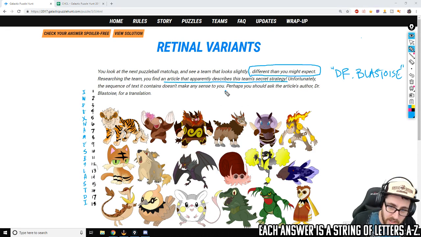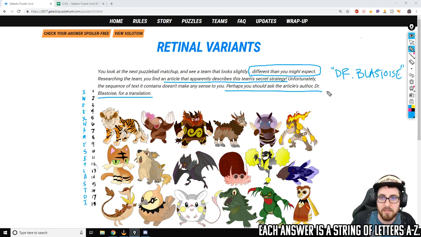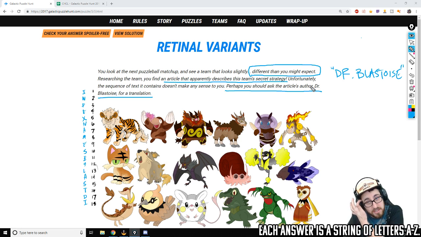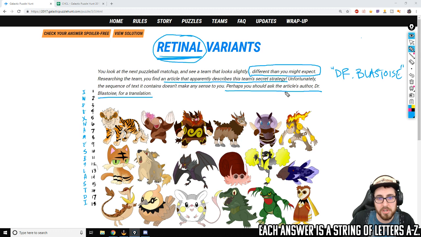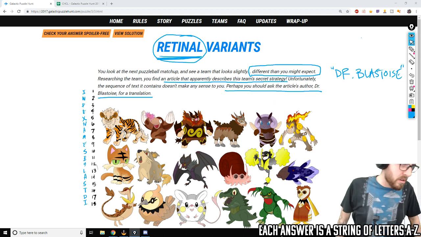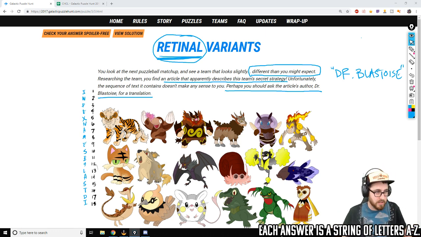Perhaps you should ask the article's author, Dr. Blastoise, for a translation. What that could mean is that Dr. Retinal could be an optometrist, maybe, something that has to do with that. I'm not entirely sure. But I don't think there's a possibility of us reading too much into this. I think that definitely has to push us in a direction. Trying to get to that direction is tough.